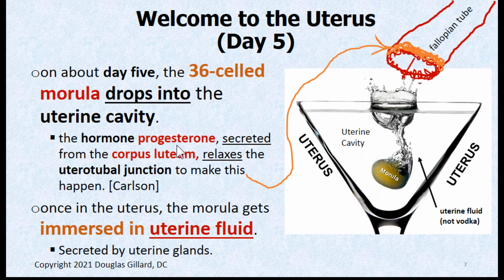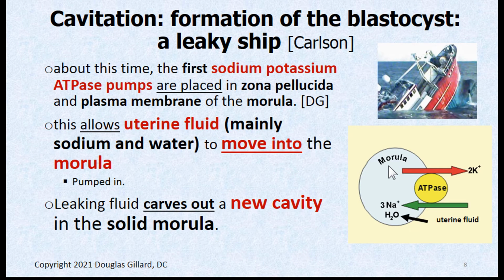But toward the end of your period, the end of your cycle, you have your progesterone levels rise a little bit because the corpus luteum secretes progesterone. And that makes these muscles kind of relax. So it allows our little morula to drop through here. Okay, so now we have a morula kind of floating around in the endometrial fluid.